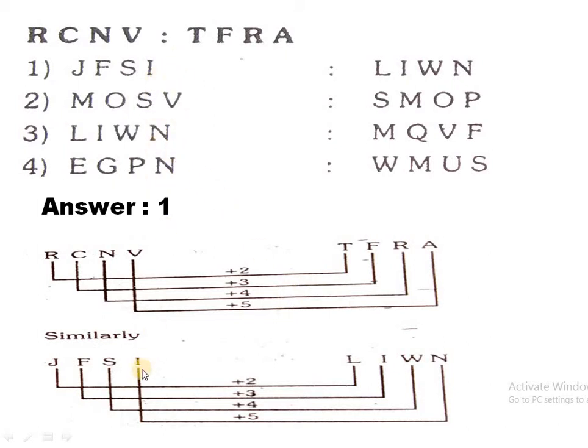The correct answer is JFSI, in sync with LIWN. So the correct answer is 1. For J, the second letter after it is L. For F, it is I. For S, it is W. For I, it is N. So in that series, plus 2, plus 3, plus 4, plus 5.